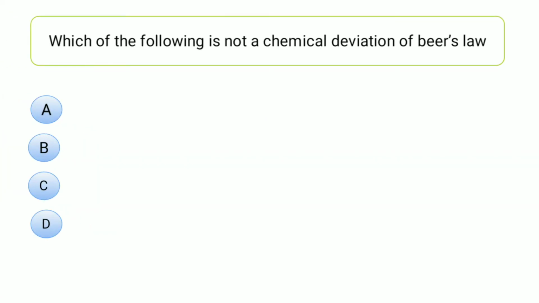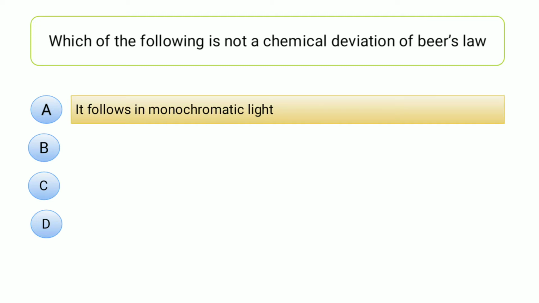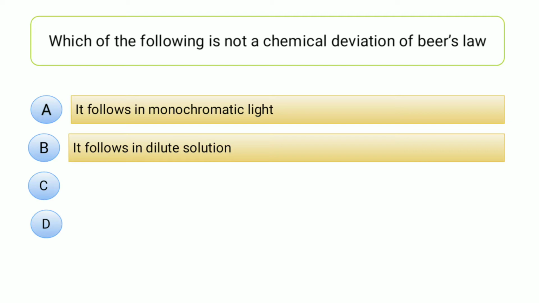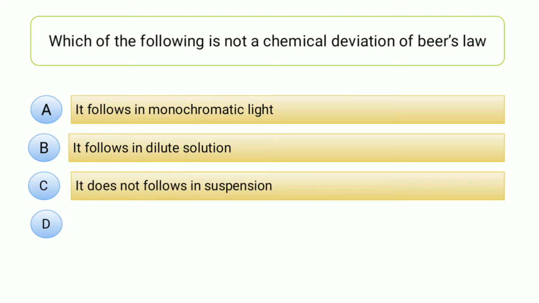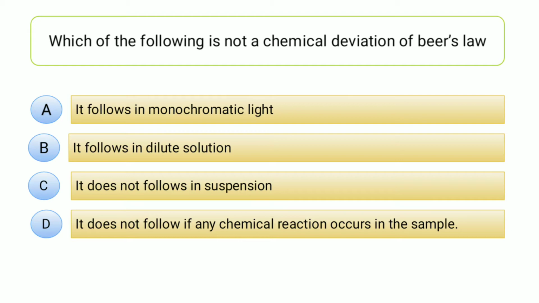Then moving to the next question. The next question is, which of the following is not a chemical deviation of Beer's law? And the statements are A. it follows in monochromatic light, option number B. it follows in dilute solution, that is not in a concentrated solution, option number C. it does not follow in suspension, and option number D. it does not follow if any chemical reaction occurs in the sample.